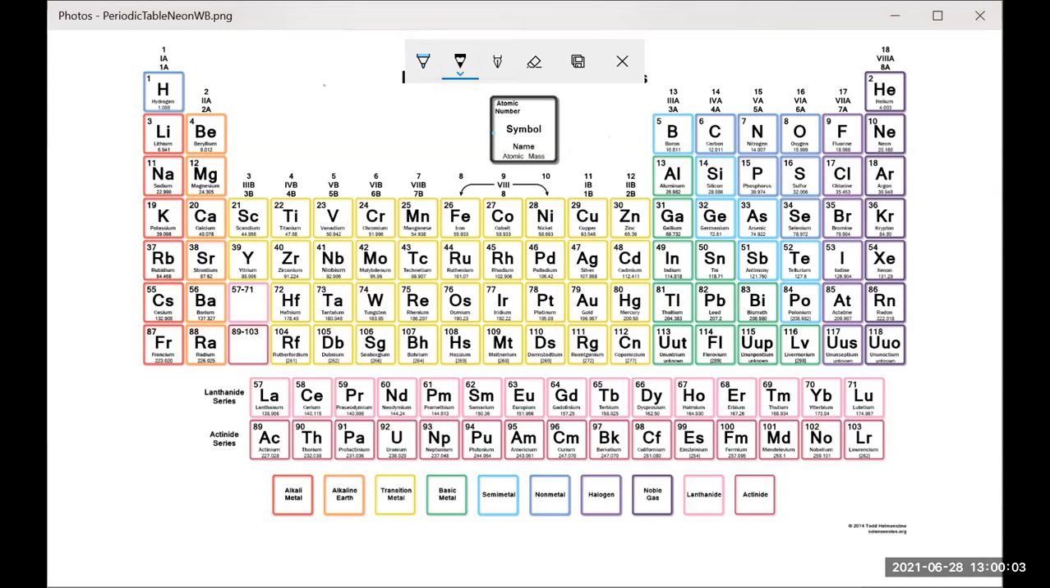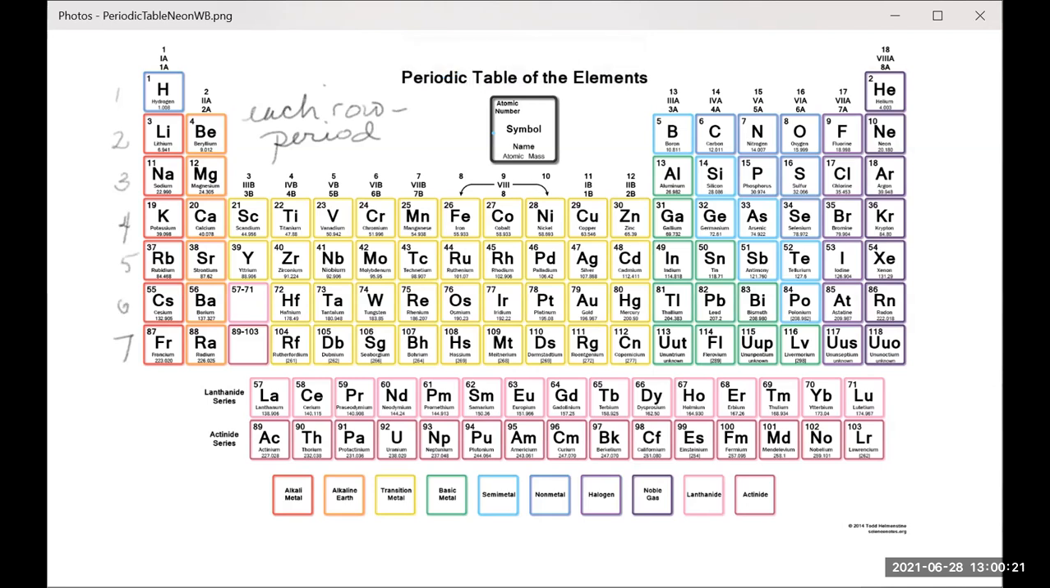So each row is called a period. So this is row 1 or period 1, 2, 3, 4, 5, 6, 7. These two get inserted into these boxes. And the reason that they're put down lower down is because now we can fit this table into a single page. It makes it a little easier to follow.